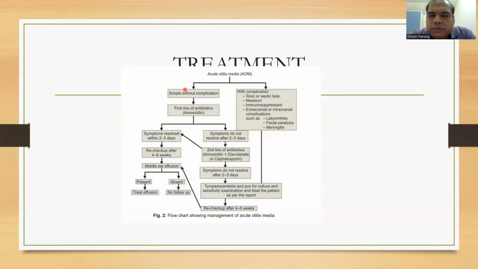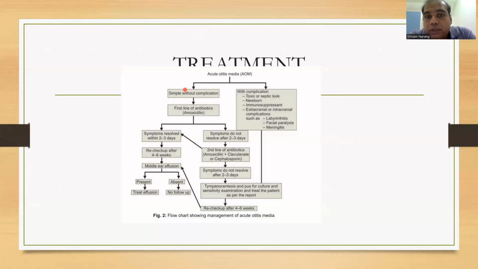Like if the symptoms do not resolve after 2 to 3 days, then the second line of antibiotics, that is amoxicillin with clavulanic acid or cephalosporin, is given. Then again, if symptoms are relieved in 2 to 3 days, we will ask the patient to come after 4 to 6 weeks. Again, check for effusion. If relieved, there is no need to follow up. If effusion is present, we need to treat the effusion.